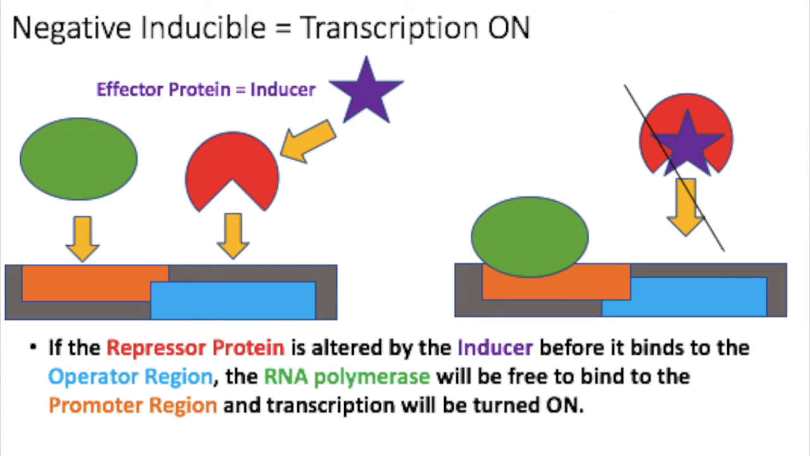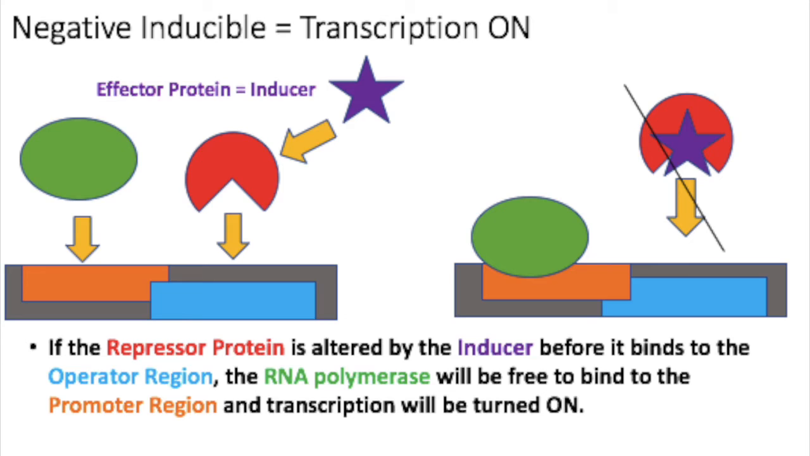In order for transcription to be turned on, the active repressor protein must be induced before it binds to the operator region. The effector protein, in this case called the inducer, can bind to the repressor protein, altering its shape and rendering it unable to bind to the operator region. The presence of the inducer allows for the RNA polymerase to bind to the mRNA and turn transcription on.